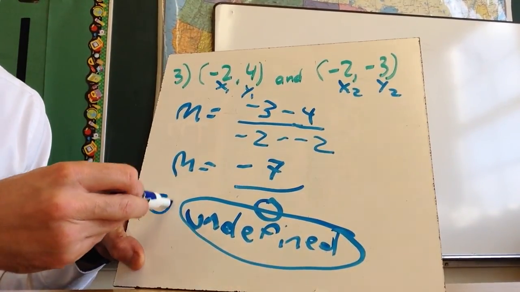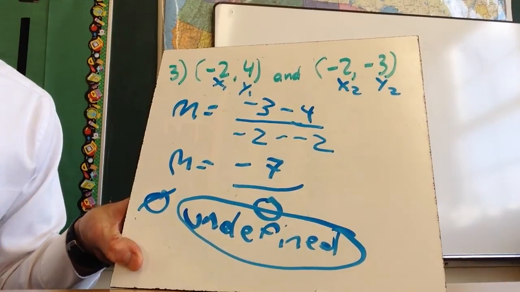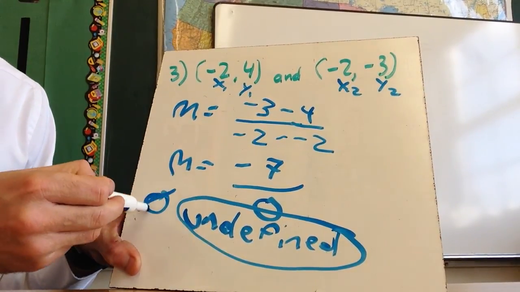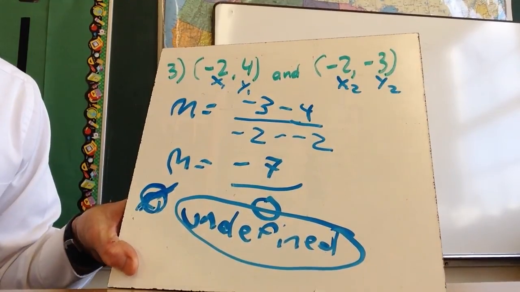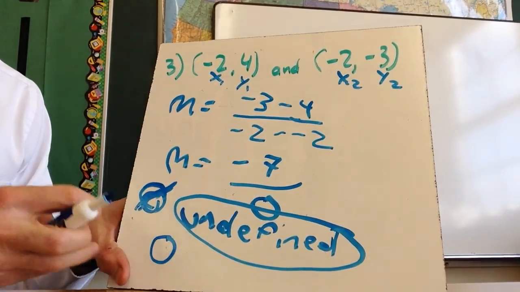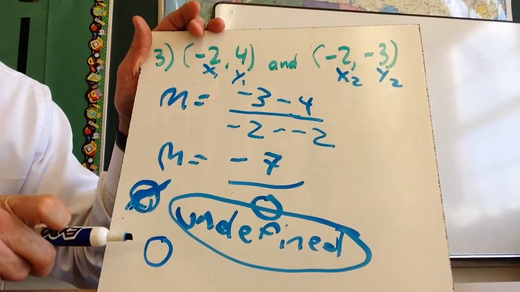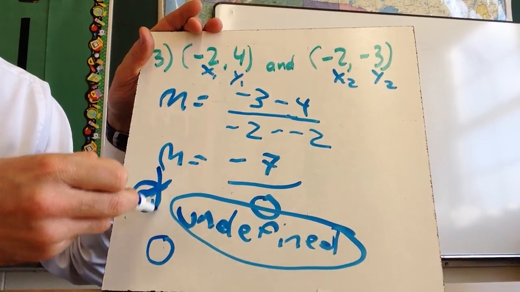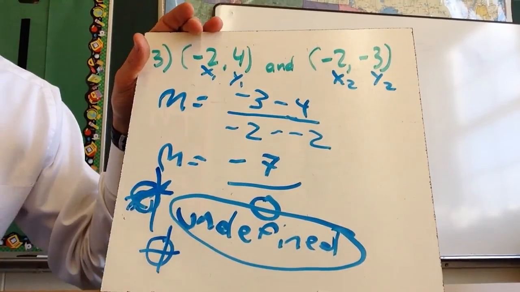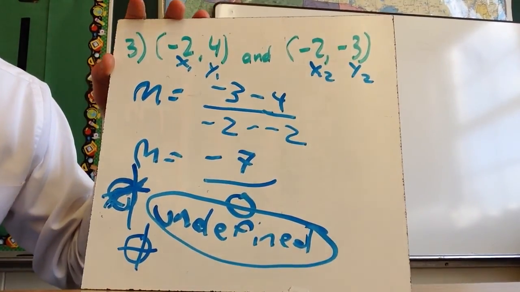Do not write this. Sorry, that should be the empty set. Do not write the empty set. Do not write 0, because the empty set says something different. 0 is actually a number. In fact, that was the answer to our last problem. So both of these would be wrong. The answer is undefined. It has to be undefined.